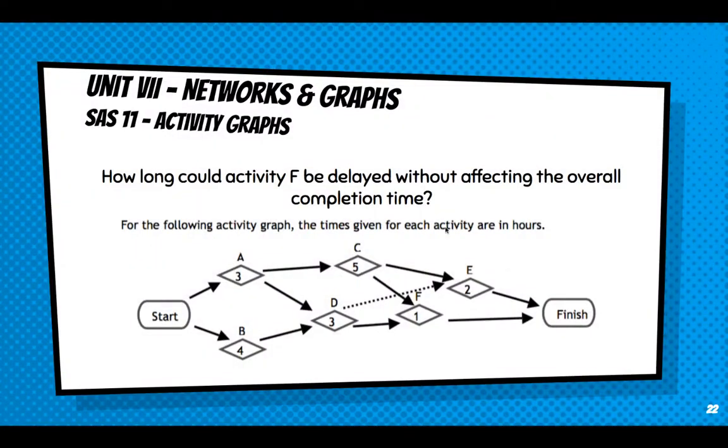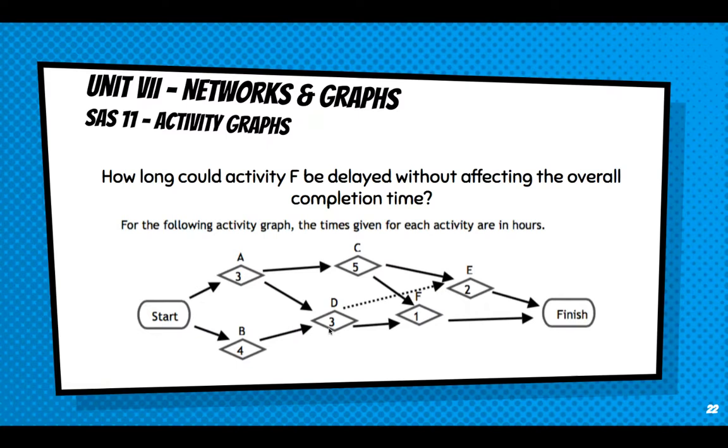All right, how long could activity F be delayed without affecting the overall completion time? Well, let's look. How many pathways run through F? We have ACF, we have ADF, and we have BDF. All right. Now, it's important to understand that the minimum time of completion is 10 hours, that ACE. ADF is 7 hours. BDF is 8 hours. But I want you to concern yourself with the total time to get to F. There are 2 prerequisites to get to F, C and D.